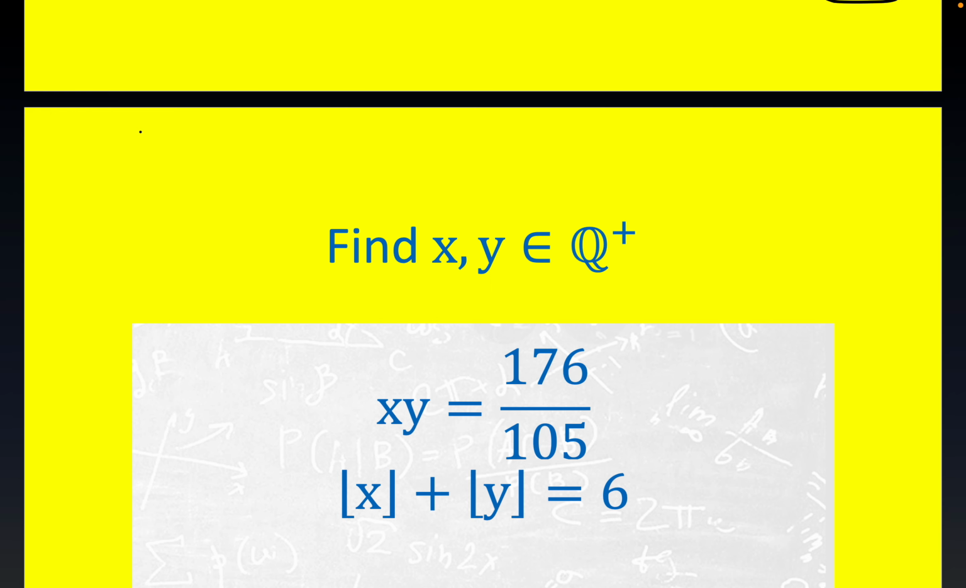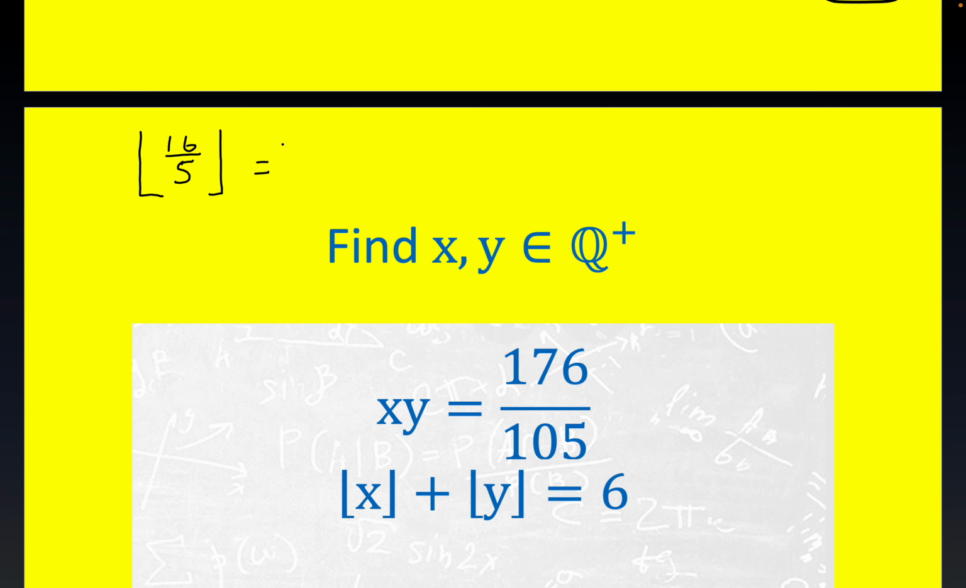Tonight we're working with a system of equations that involves floor functions. So let's briefly review with a numerical example what the floor function does. Let's take the floor of, let's say, 16 over 5. You could write 16 over 5 as 3 1/5, and so the floor of 16 over 5 is equal to 3.